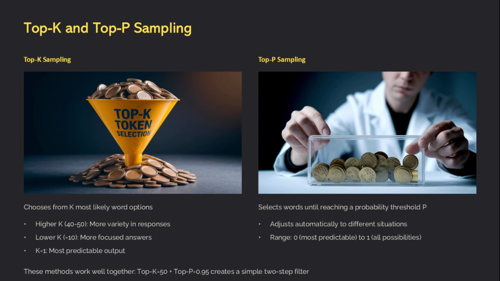At extreme settings, both behave similarly. Top K of 1 or top P of 0 is greedy decoding, while maximum values allow sampling from the full distribution. For technical documentation, try K of 20 and P of 0.9. For creative storytelling, K of 40 and P of 0.98 often works well.